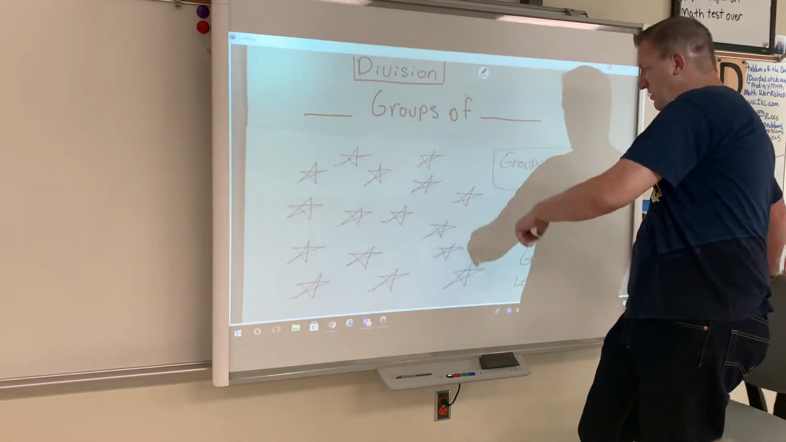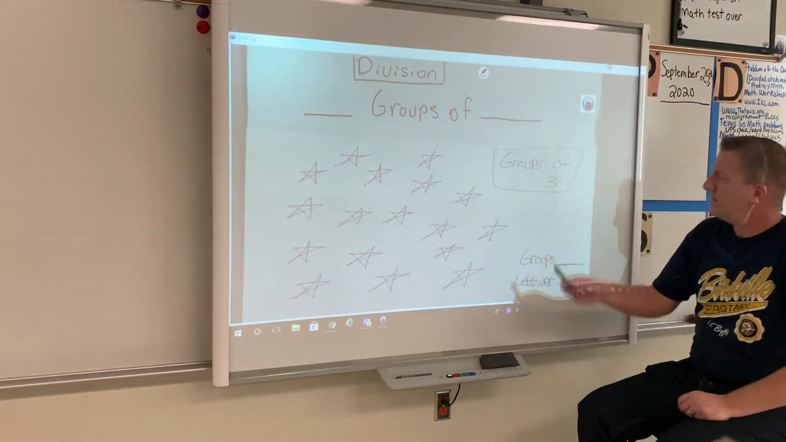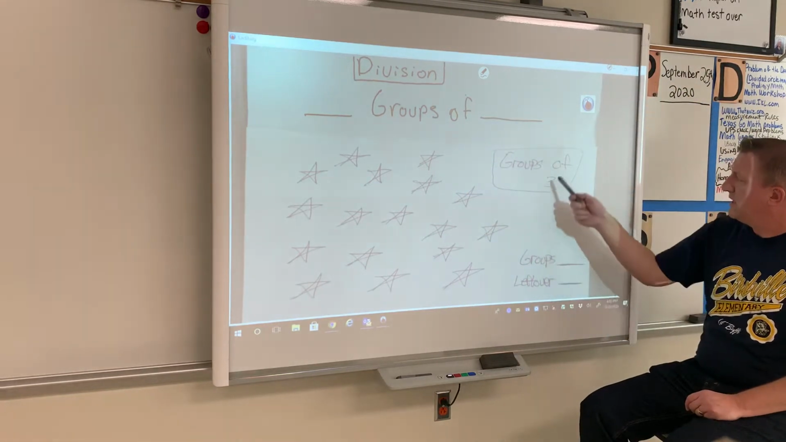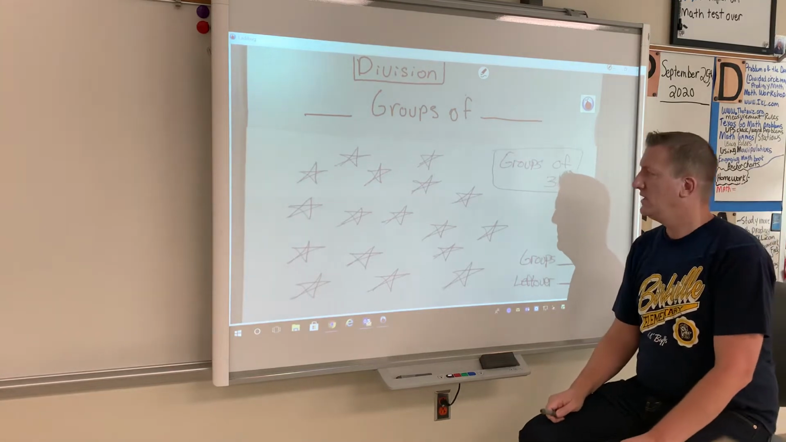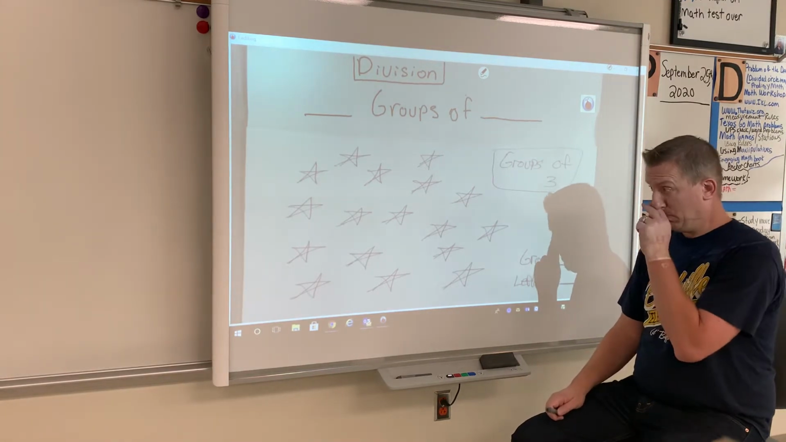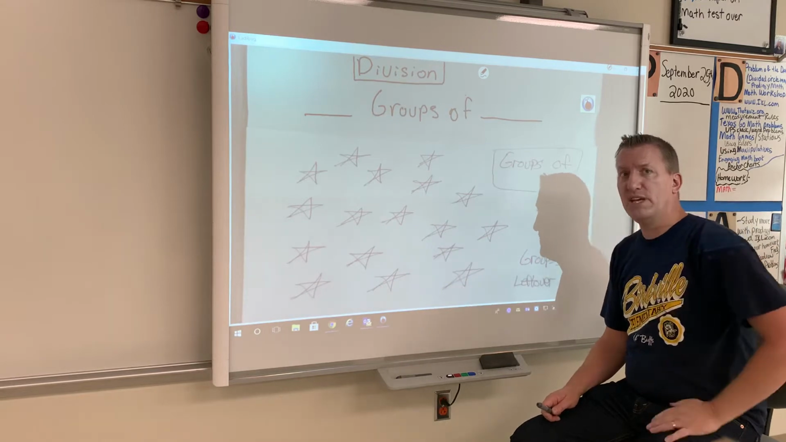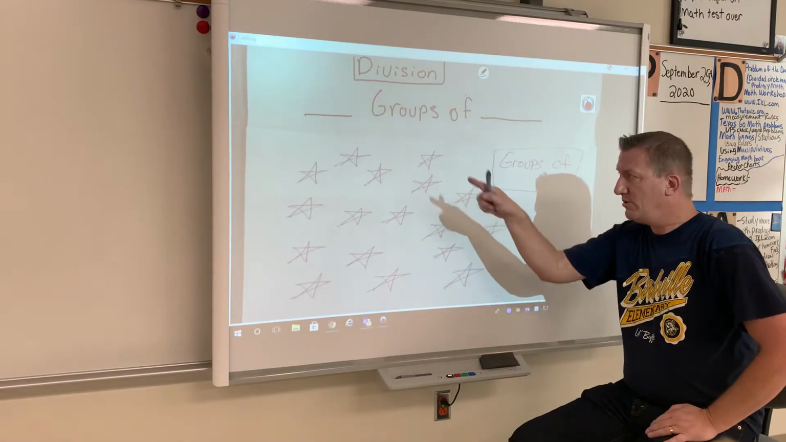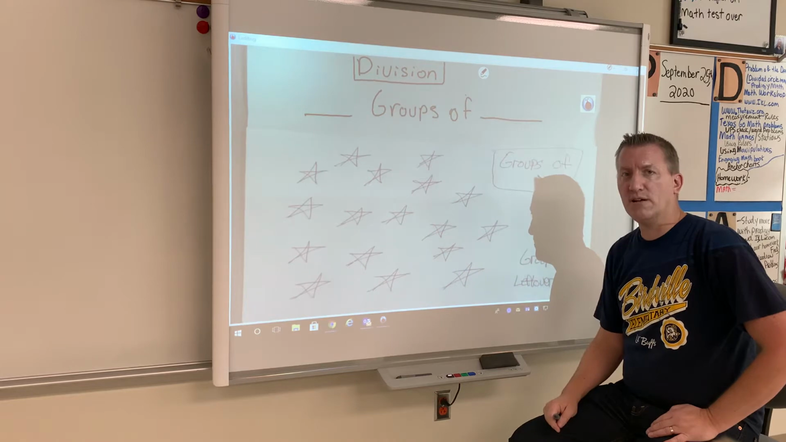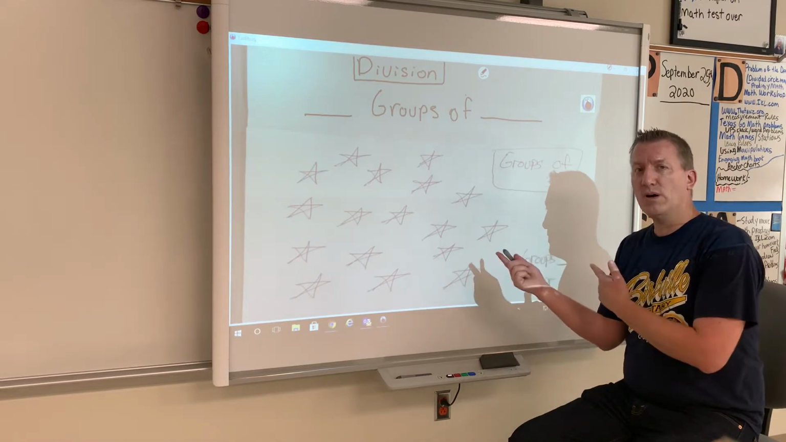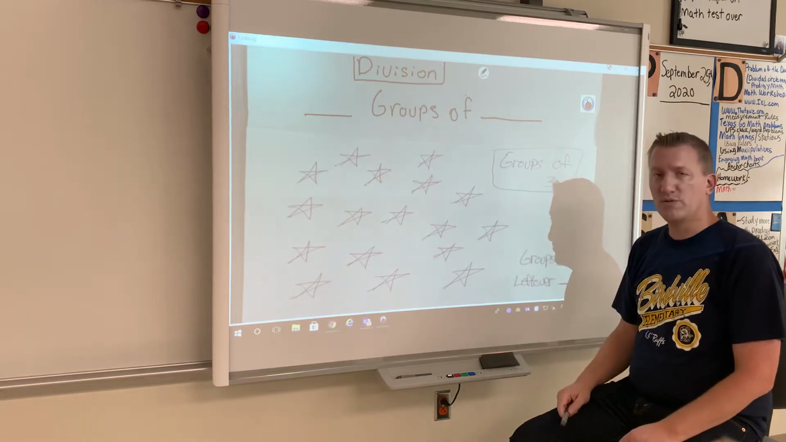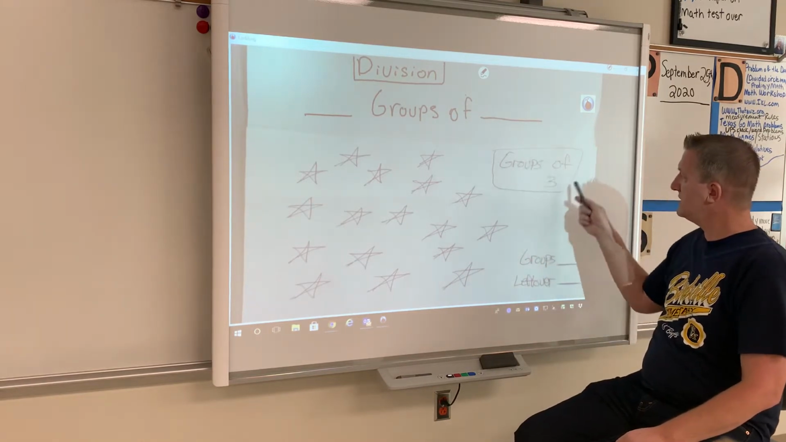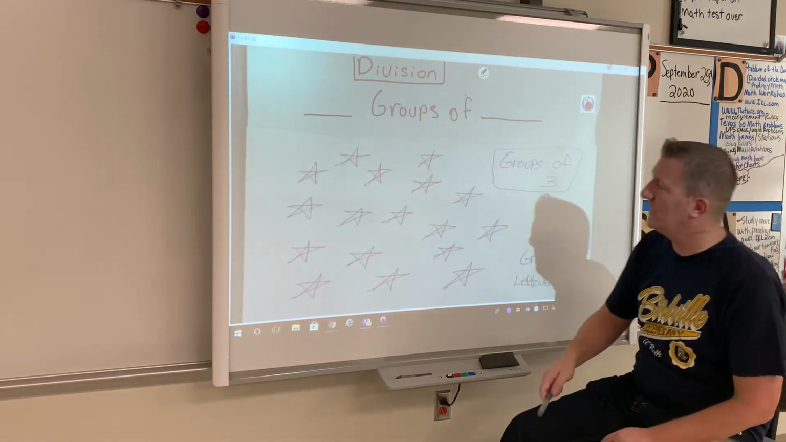I have stars. And we're going to put those in groups of 3, and we're going to see how many are left over. Okay, so if you want to pause the video at home, you can put them in groups yourself, or you can continue watching, and I will put them in groups of 3. So we're going to put them in groups of 3.